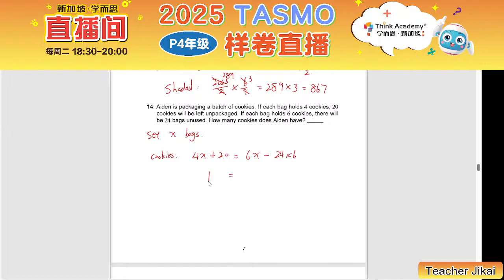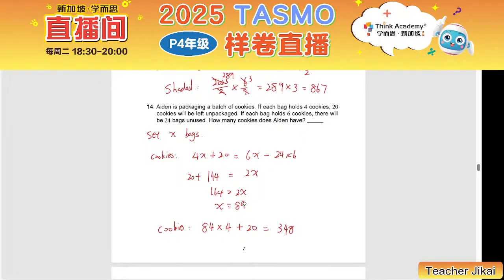So you can see it is 144 plus 20 here, equal to 2x. So 164 will be equal to 2x. x here is 82. So the number of bags is 82. Each bag has 4 cookies in it, and also 20 cookies being left. So it is 348 here, right? So the answer here is, this is not 24, it is 82. So the answer is 348.